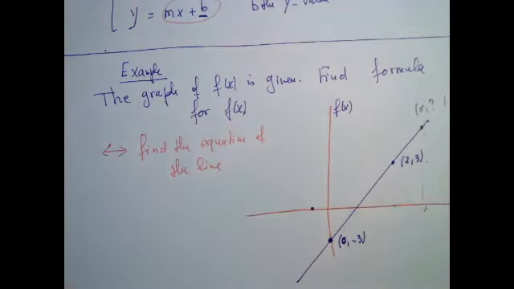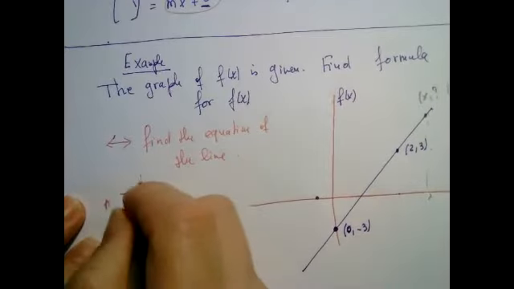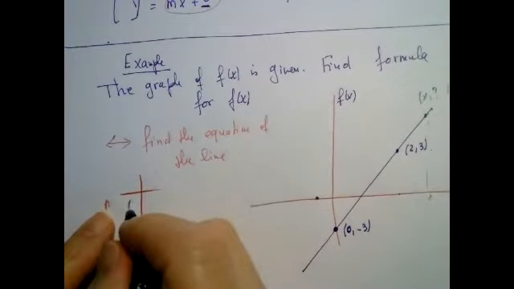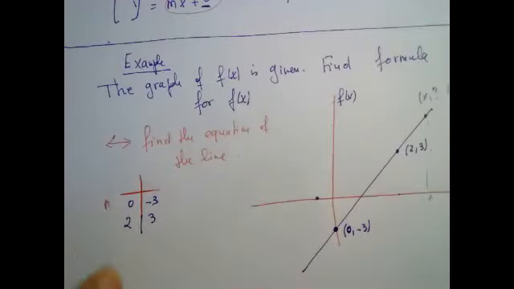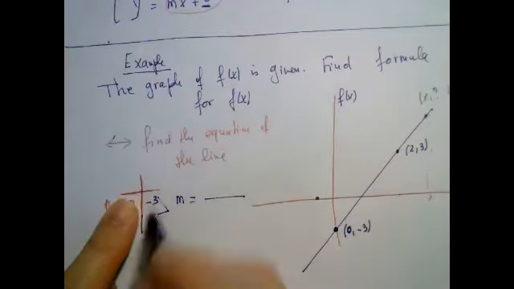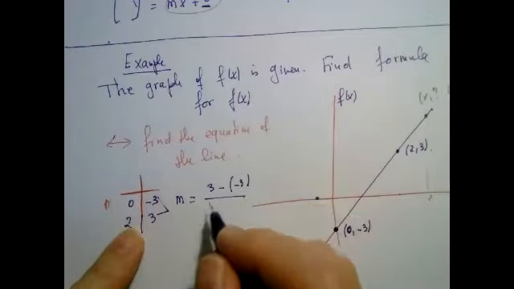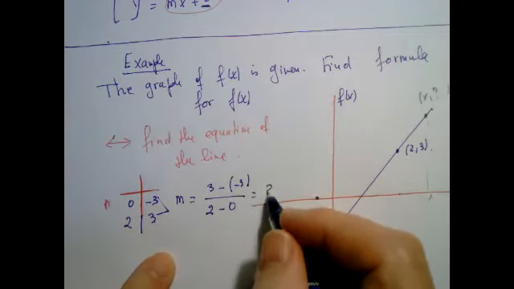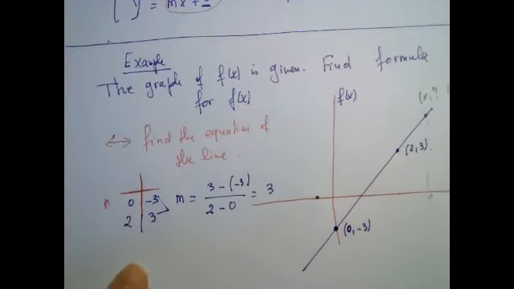So very easily, what's my slope here? I have to take the 2 points and do it correctly. My 2 points are (0, -3) and my other point is (2, 3). So my slope, and we do it correctly: change of y, 3 minus -3, and then the change of x, 2 minus 0, which is going to give me a 3. The slope has to be positive because my line is rising.